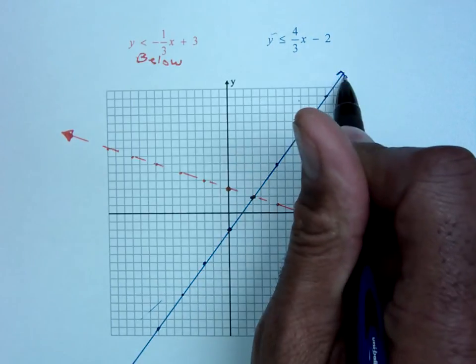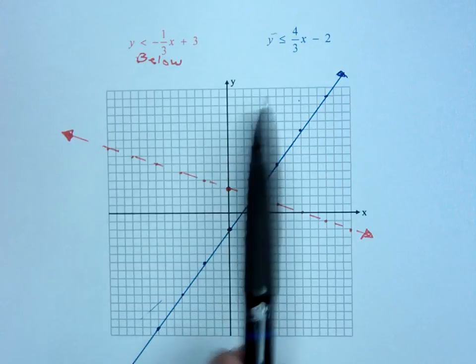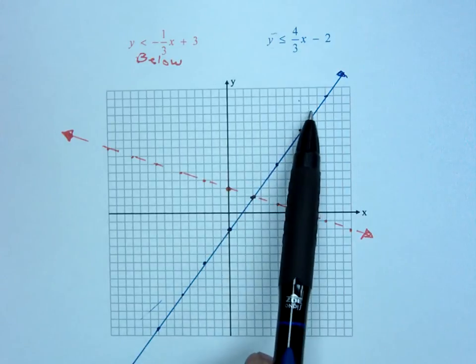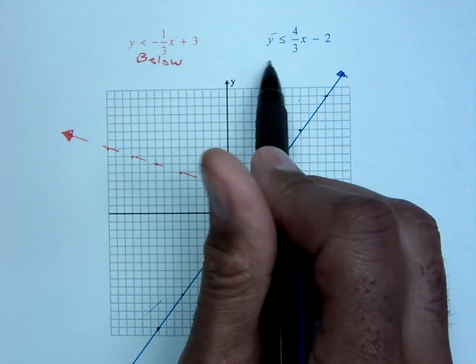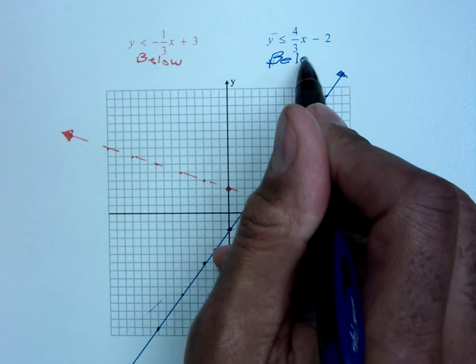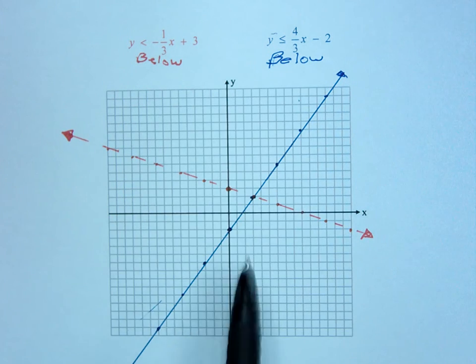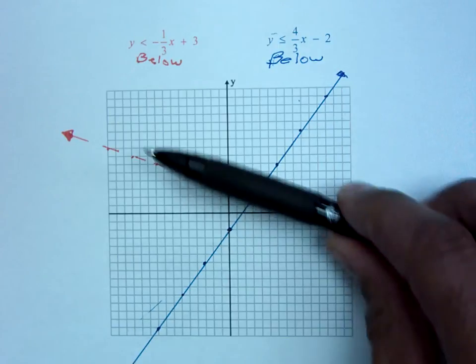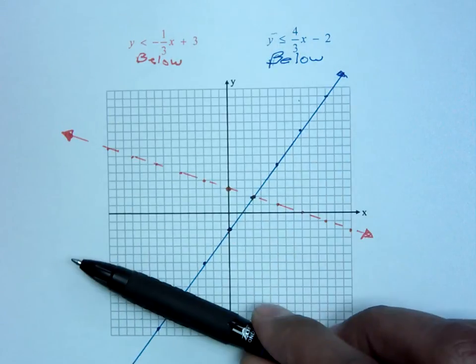And let's now pay close attention to the inequality symbol. This says less than. So we're also going to shade below this blue line. I'm going to write the word below here. So when we only had one of these inequalities, we would shade either on this side of the blue line or on this side, or on this side of the red line or on this side.